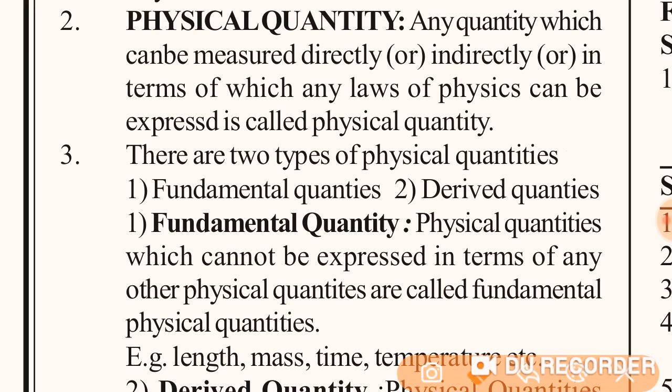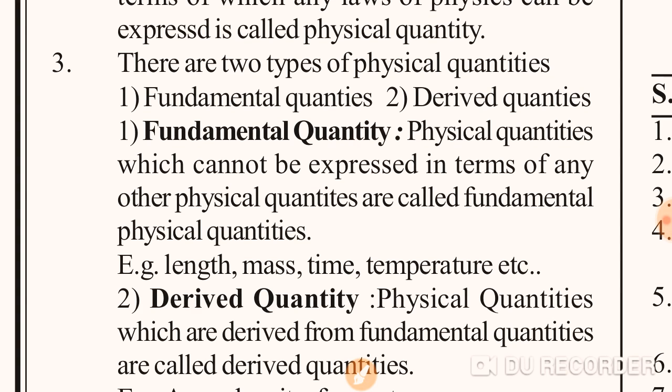What is a fundamental quantity? Physical quantities which cannot be expressed in terms of any other physical quantity are called fundamental quantities. For example, length, mass, time, temperature. These are the fundamental quantities.